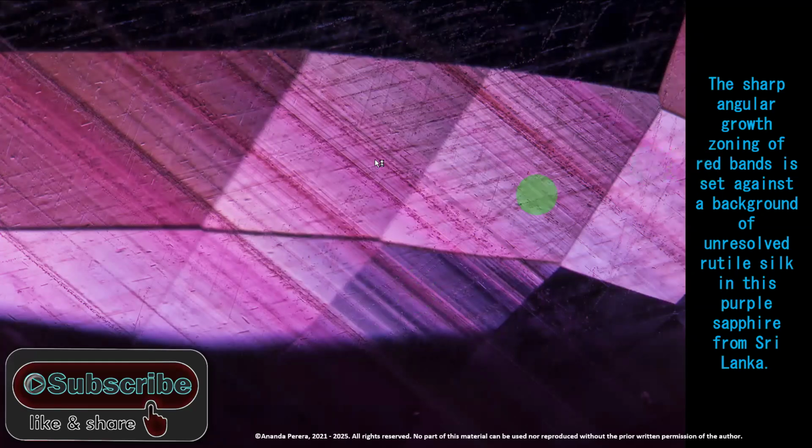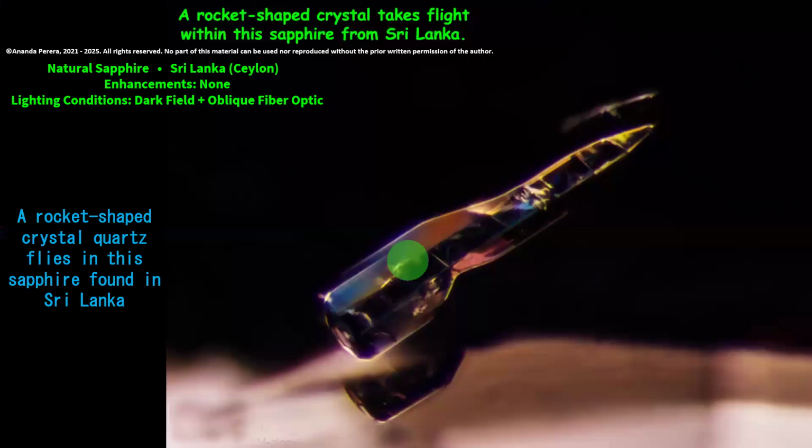The sharp angular growth zoning of red bands is set against a background of unresolved rutile silk. You can see the rutile silk is unresolved because there is no heat in this purple sapphire from Sri Lanka. When you see this in a purple sapphire, you can tell it is a natural stone, not heated. We are moving to the next.